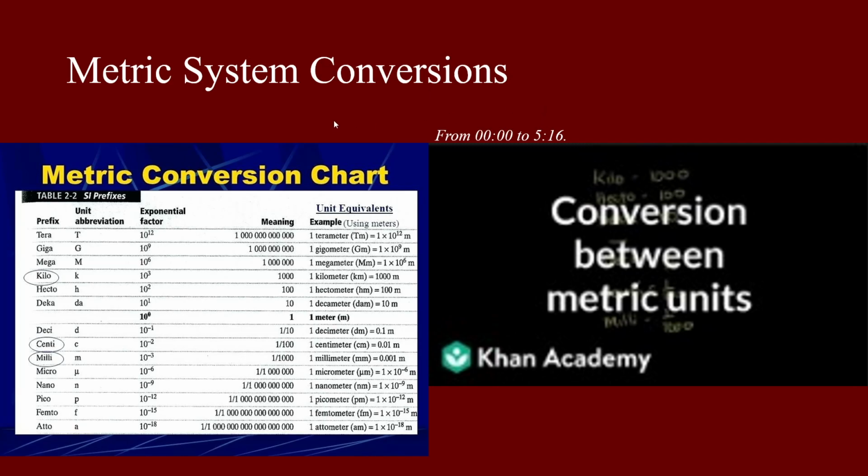All right, so we're going to start off by looking at the metric system conversions again, just real quick. In the metric system, there are three main prefixes that we look at. We look at kilo, centi, and milli. And the reason is because those are in the thousand.